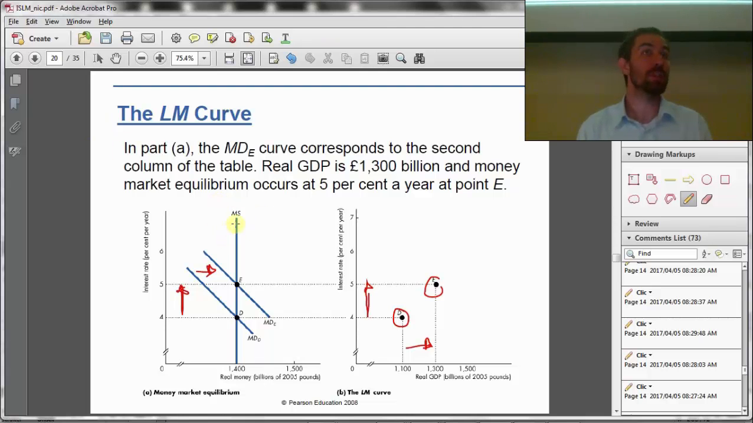Does it need to be vertical? No. It's easy to plot it when it's vertical. Is it always vertical when we plot these things? It will be, yes, in the textbook. Does it have to be? No.